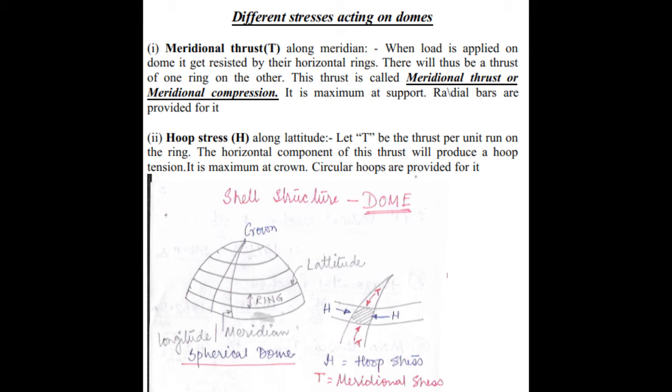Let us see what hoop stress is. Hoop stress is denoted as capital H. It acts along the latitude. If capital T is the thrust per unit run on the ring, the horizontal component of this thrust will produce a hoop tension. This hoop tension is maximum at the crown, and circular hoops are provided for it. So from this slide, what is our takeaway? Meridional thrust is maximum at the support. Hoop stress is maximum at the crown.